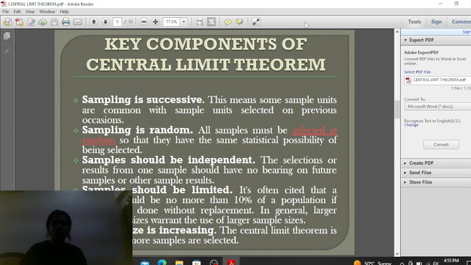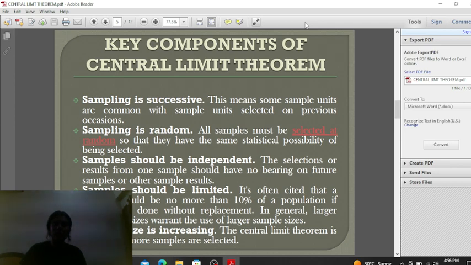And the fourth component is that the samples should be limited. Here it means that it is often cited that the sample should be not more than 10% of the population, and if the sampling is done without replacement, then the larger the population size, the larger the sample size that can be used. So the sample should be limited. This is one of the components of the central limit theorem.